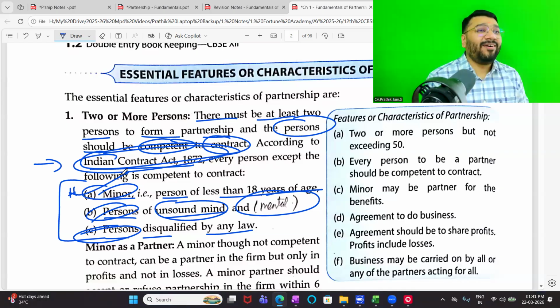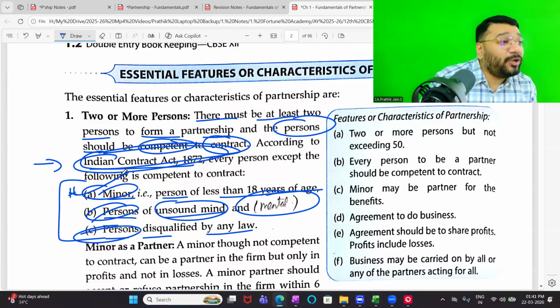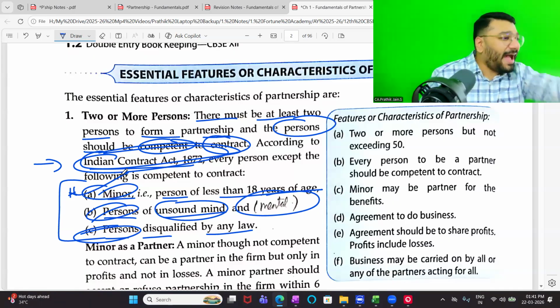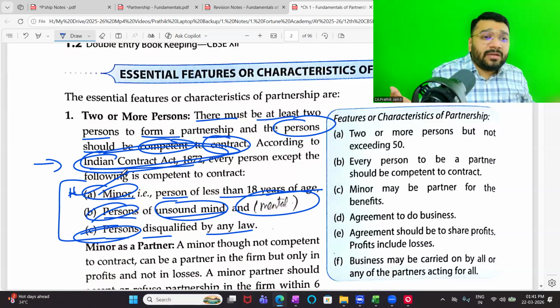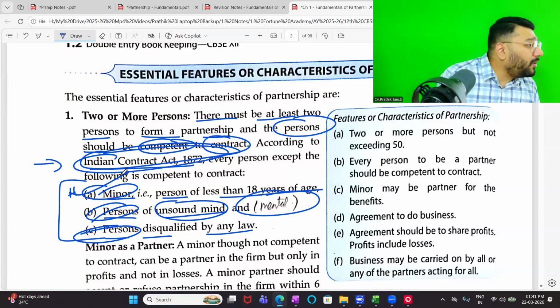Why will I say no? I will take him. But he's a minor, no sir. So what? A minor can be added for the benefit of the partnership firm. If my business is getting a benefit, I will add him. Okay, not okay. But he can't sign the contract. On his behalf, the guardian will sign it. Got it, not got it? The guardian can be anybody, parents, near and dear ones, whoever he feels is appropriate, they can sign the contract. Got it, not got it? Okay.